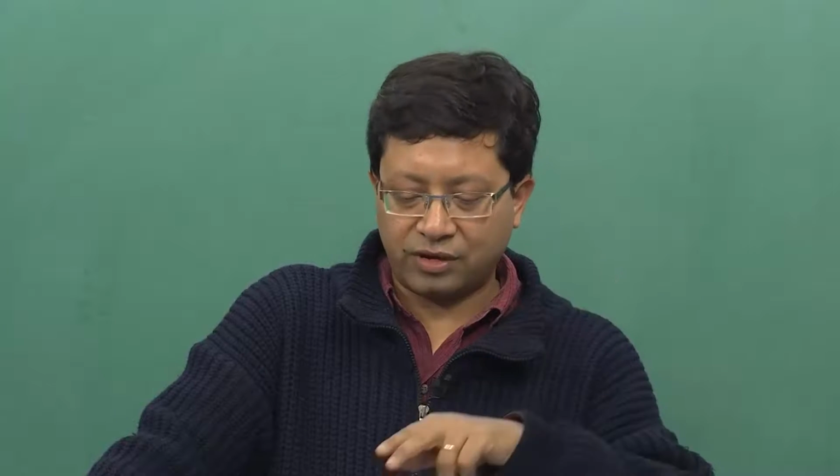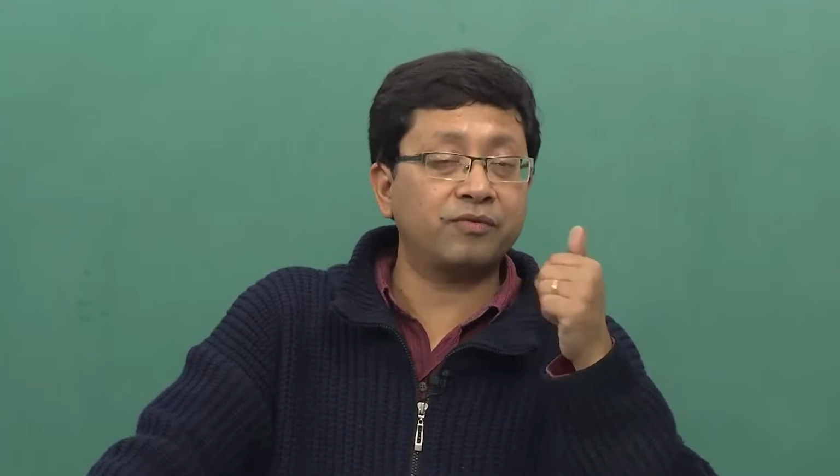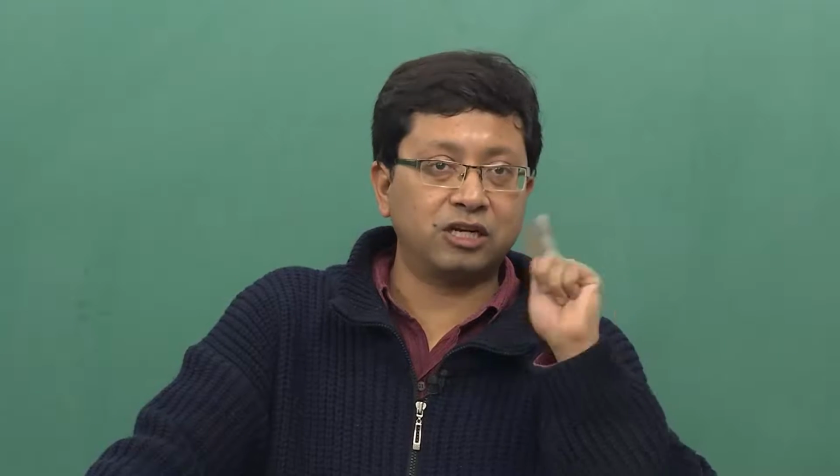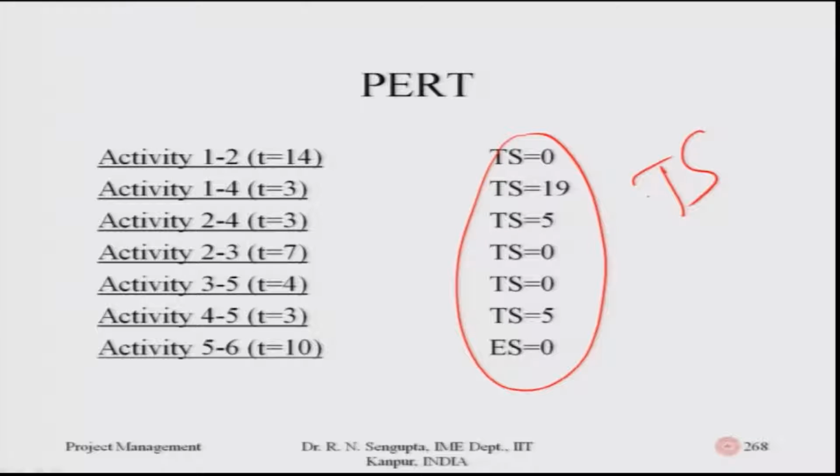Once you find out the total slack values, the values are given here. Activity 1, 2, total slack is 0. So, if you remember, free slack would be less than equal to total slack, which means total slack is 0, free slack is 0. Activity 1, 4, total slack is 19. So, free slack can be positive, if it is less than equal to 19, it can be any value. What is the value? I am going to come to that.